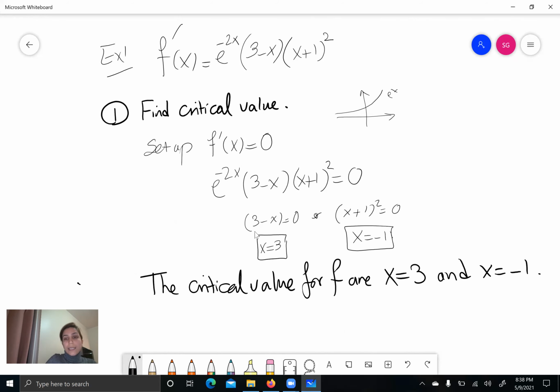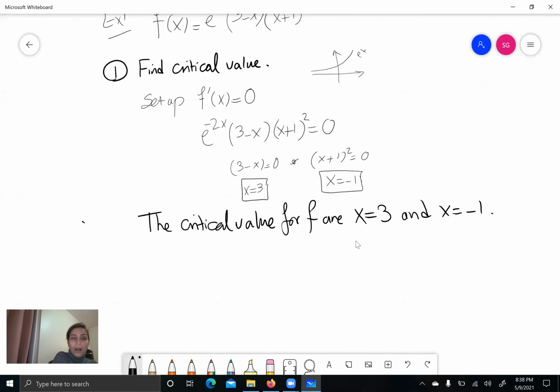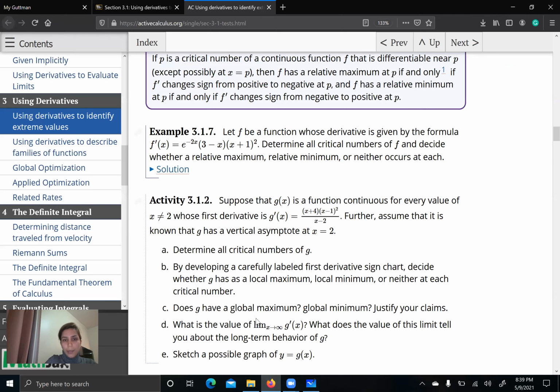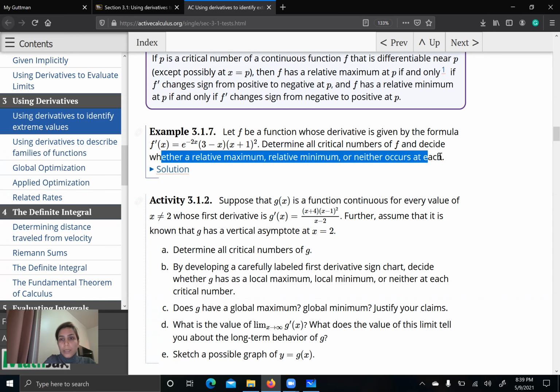Now the second step is to identify the role of these critical values, whether or not they are extreme. How should I say that? So it says determine all critical numbers. Decide whether each is a relative max, min, or neither of them.